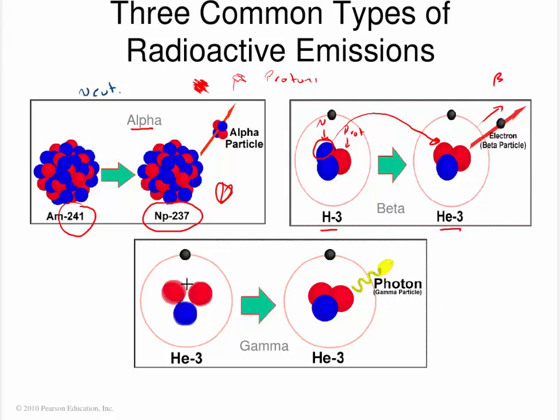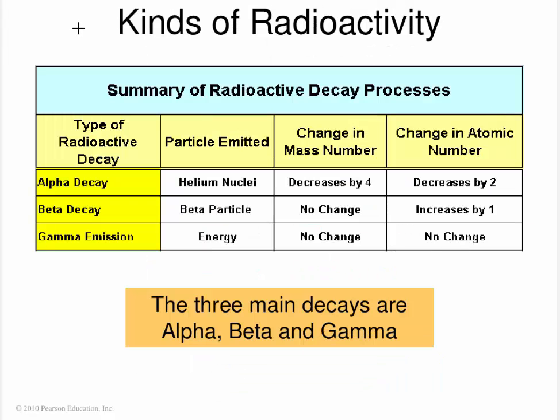The last form of radiation is going to be gamma radiation, and suppose we had some helium, and this helium is very excited. You see how far away these guys are? Well, it wants to shed that energy, and so it spits off a gamma particle. It spits off a photon, and they all become closer. Doesn't change the element, doesn't change the mass, doesn't do anything like that.